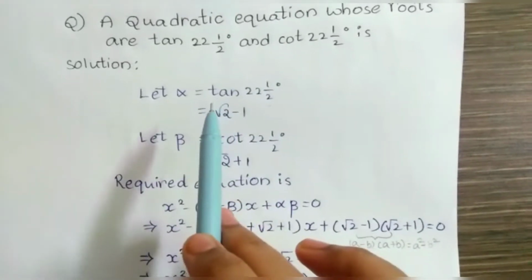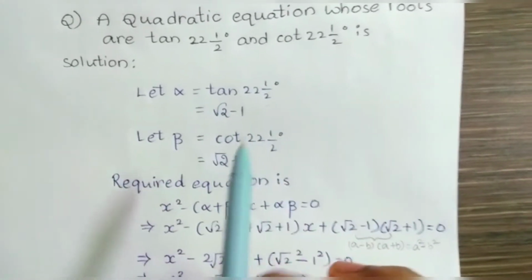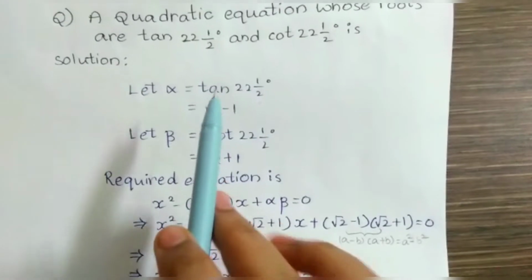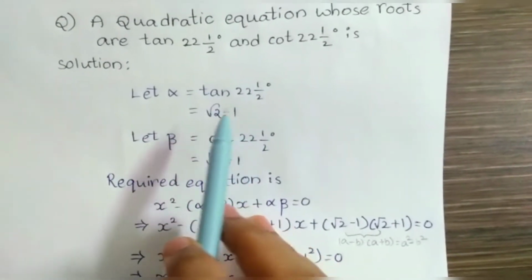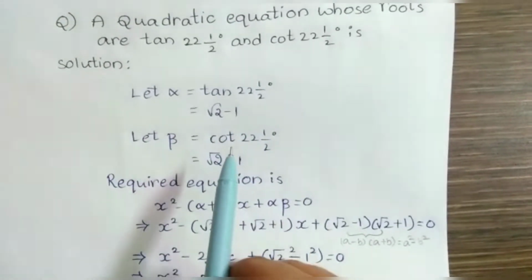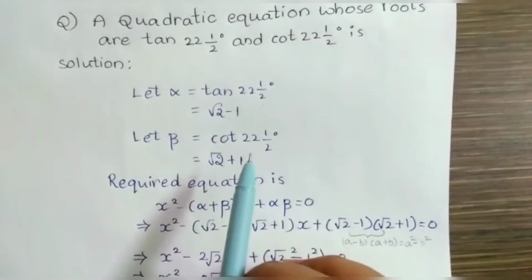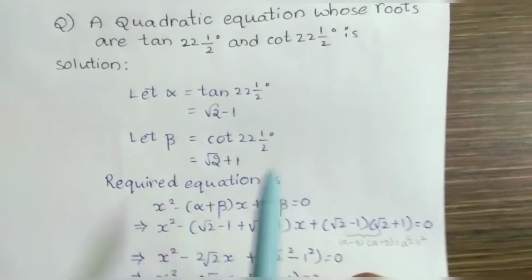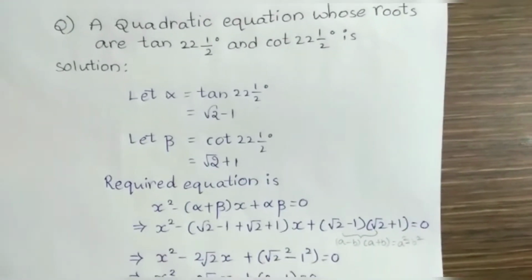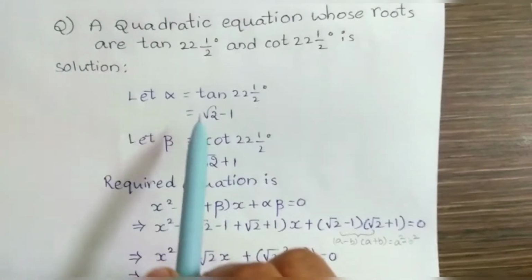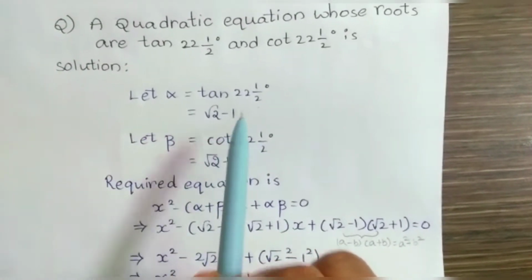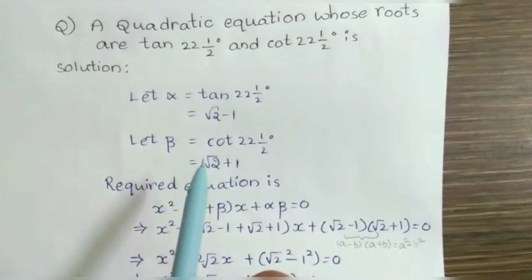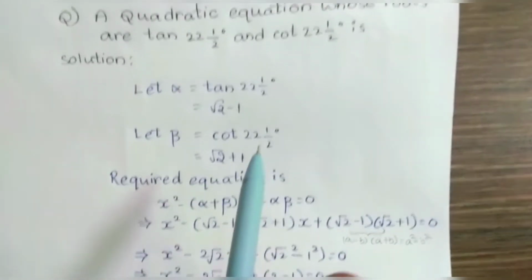We know the values of tan 22.5 degrees and cot 22.5 degrees. Tan 22.5 degrees equals root 2 minus 1 and cot 22.5 degrees equals root 2 plus 1. We can say that alpha equals root 2 minus 1 and beta equals root 2 plus 1.